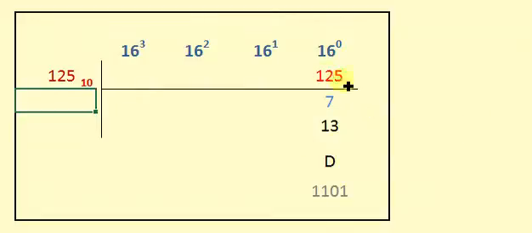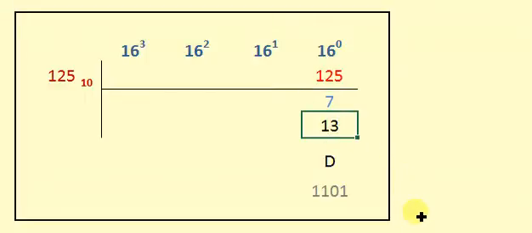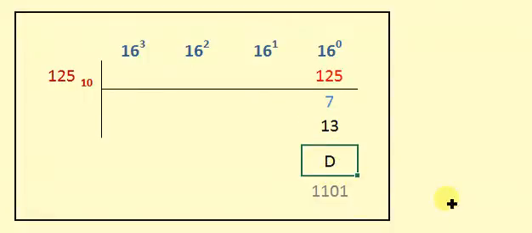Now you can see what I'm doing here. I'm going to use the same division method, but because I'm in base 16, I'm going to use a div by 16. So how many 16s are there in 125? There's actually 7 with 13 left over. So it's the remainder that I'm after, and 13 converted to a hex digit would be D. Remember, A is 10, B is 11, C is 12, D is 13.